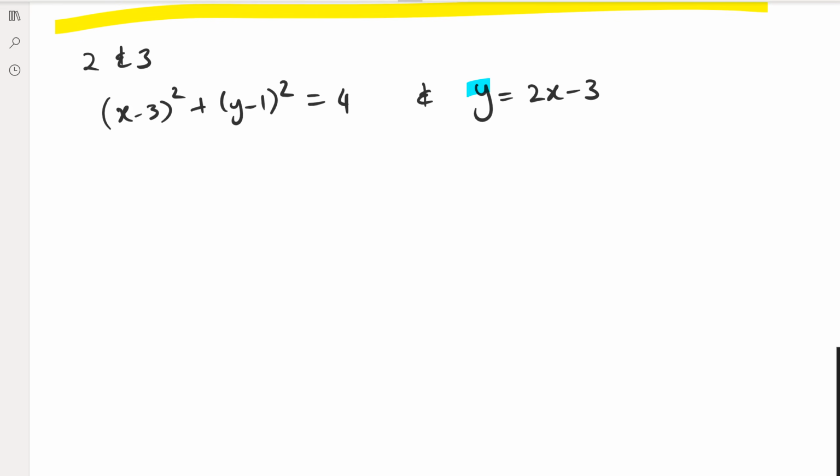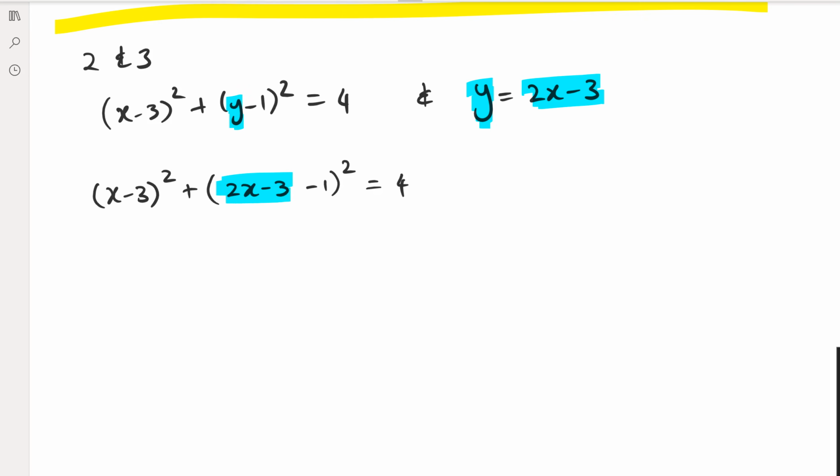Right now, you've got y is equal to 2x minus 3. That means you can actually replace the y here. Notice how I've highlighted all of them in blue, which means everything in blue is the same thing. So I can rewrite this equation as x minus 3 squared plus, instead of writing y, I write 2x minus 3 minus 1 squared equals 4. So I've replaced that entire y with 2x minus 3.